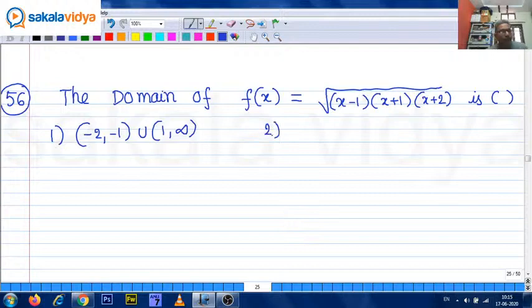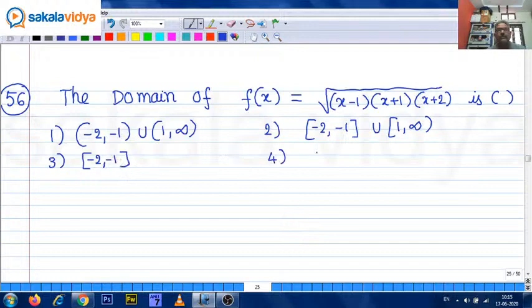The second one: closed minus 2 comma minus 1. That means minus 2 is included, minus 1 is included, and the numbers in between them are also included. Union closed 1 to infinity. Third one: closed minus 2 comma minus 1. Fourth is open 1 to infinity. Okay, understood now?